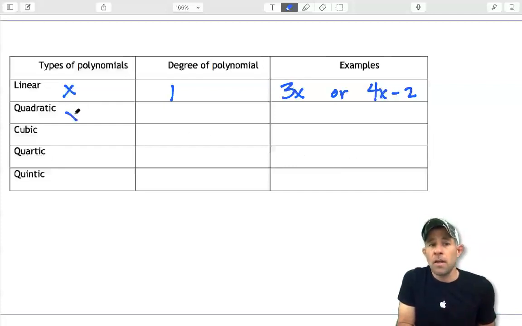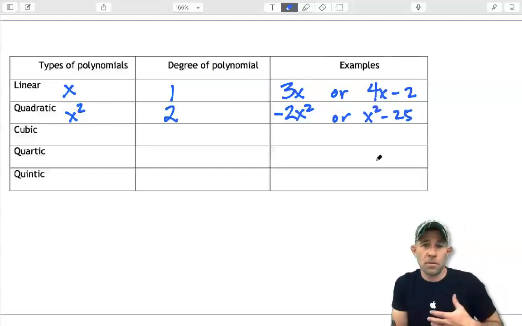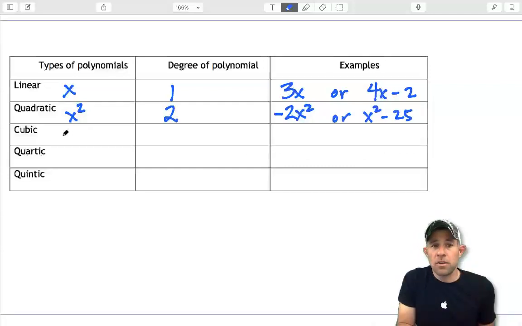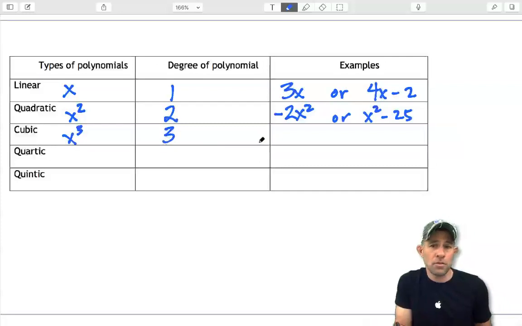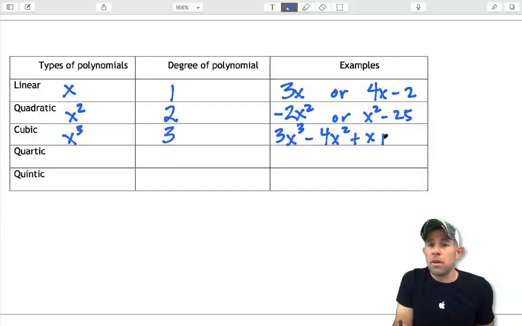A quadratic, the parent function of the quadratic is y equals x squared. The degree on that is 2. And there's examples all over the place, such as negative 2x squared, or you could say x squared minus 25. These are all examples of quadratic polynomials. The next one is a cubic. The parent function there is y equals x cubed. The degree on that polynomial is 3. And again, lots of different examples. So you could have something like 3x cubed minus 4x squared plus x plus 7. So there's an example of a cubic polynomial.